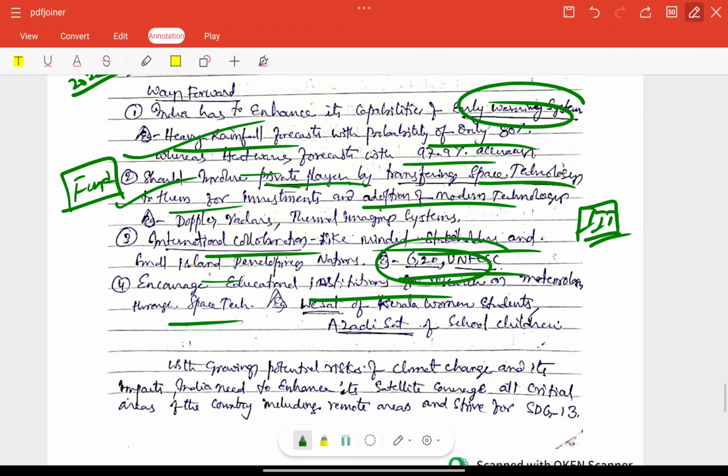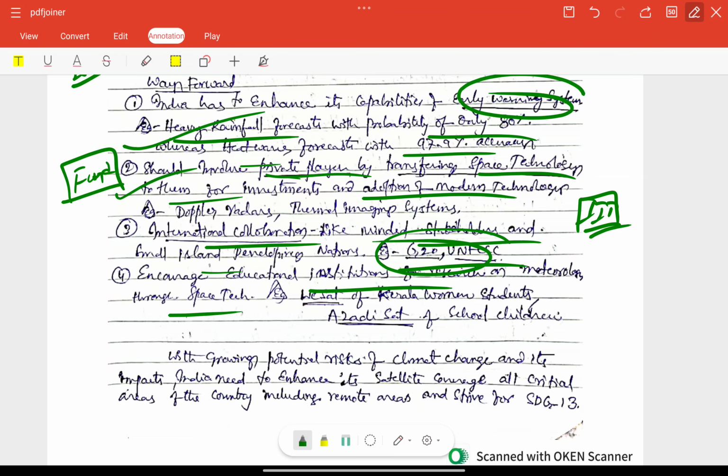Other than that, with the growing potential risks of climate change and its impacts, India needs to enhance its satellite coverage of all critical areas of the country, including remote areas, and strive for SDG 13, that is climate action. Very good, a good connection here.